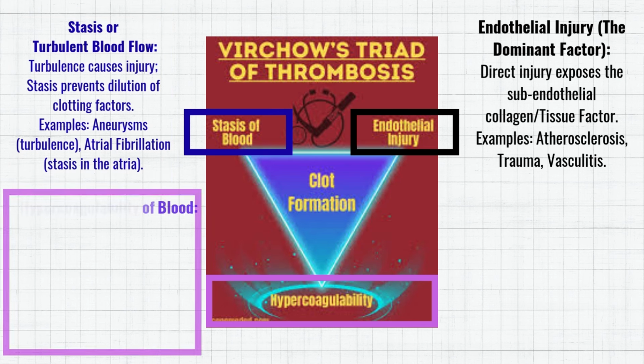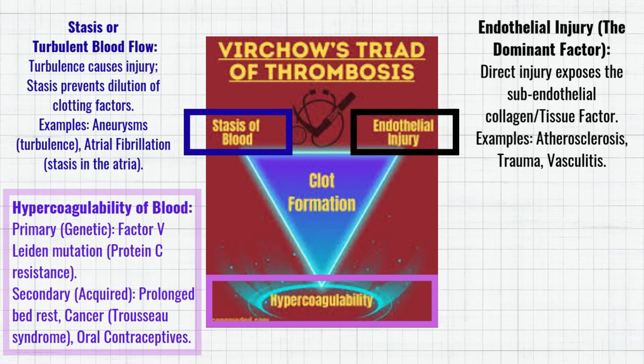And the third one is hypercoagulability of blood. It could be due to primary or secondary causes. The primary are genetic causes, for example, factor V Leiden mutation or protein C resistance. The secondary is acquired, for example, prolonged bed rest, cancer, Trousseau syndrome, or oral contraceptives.